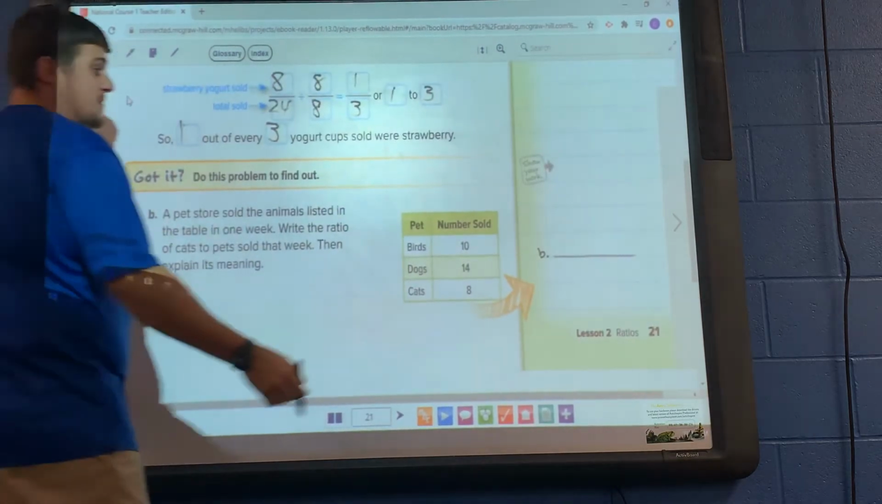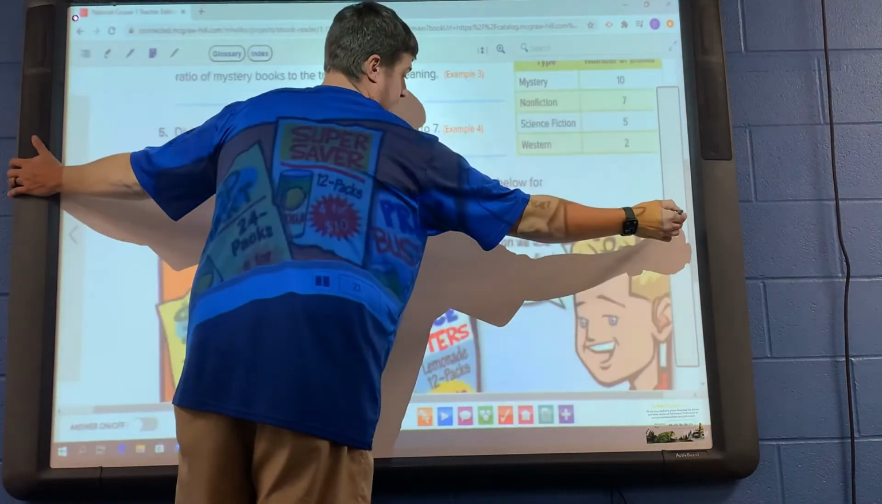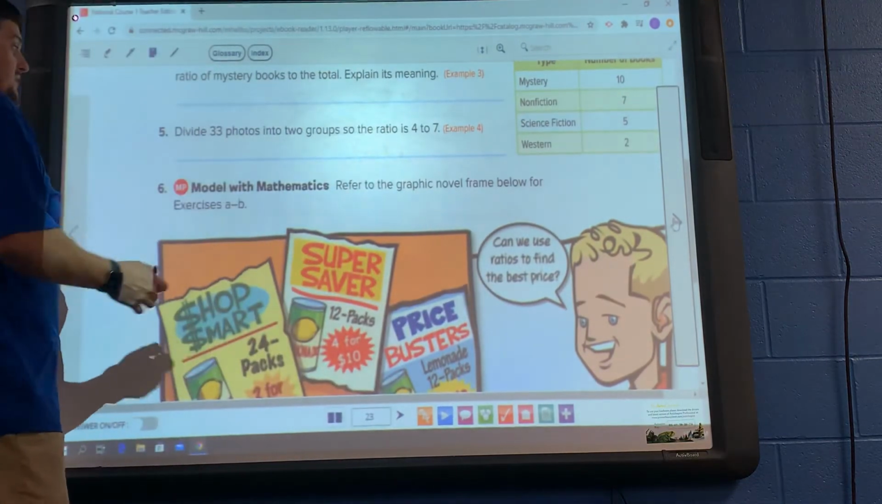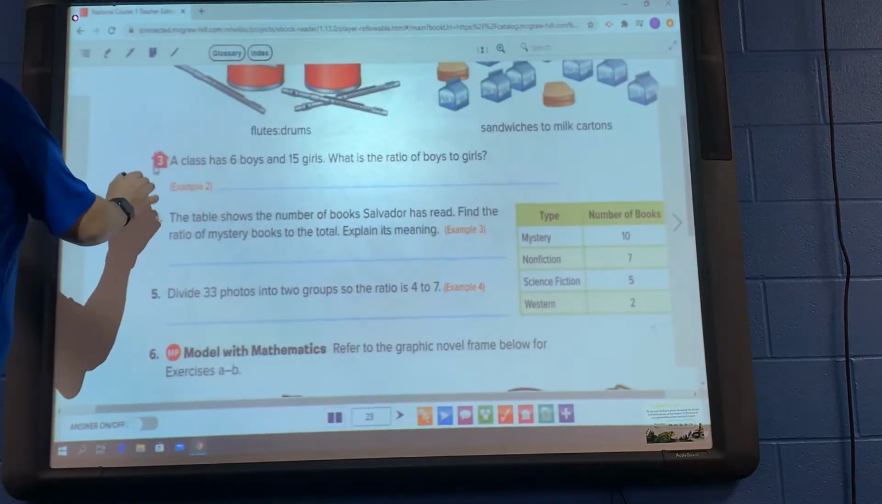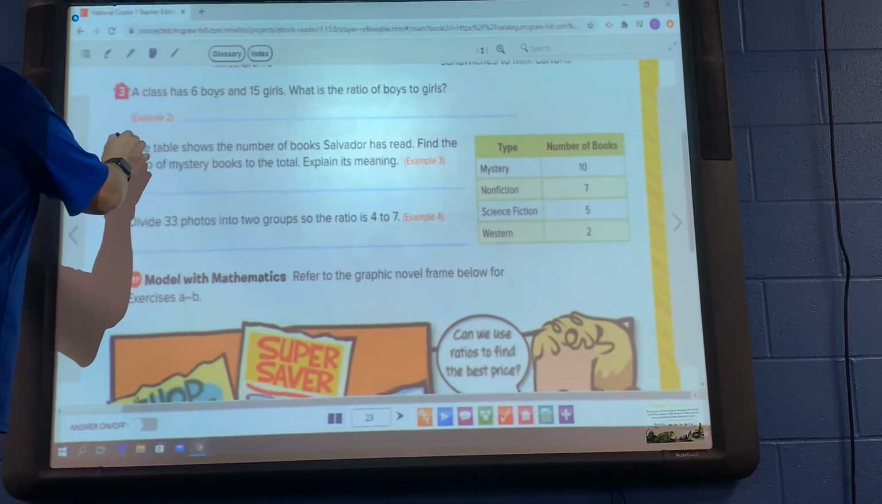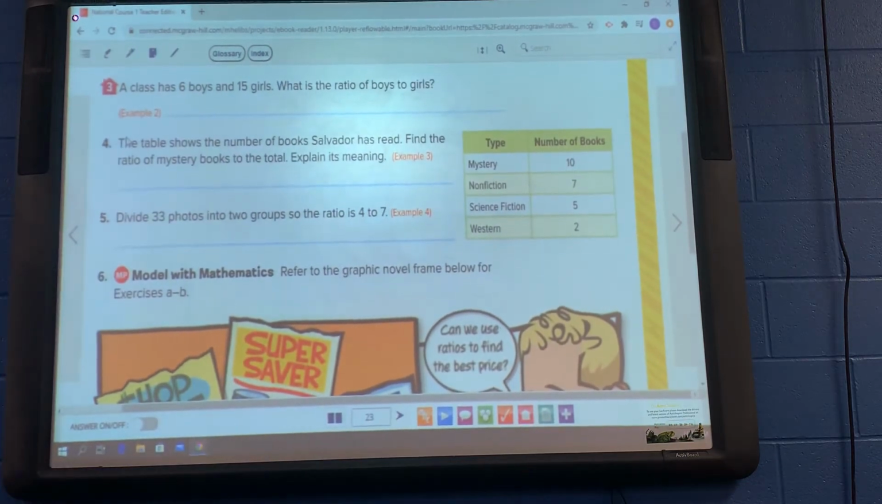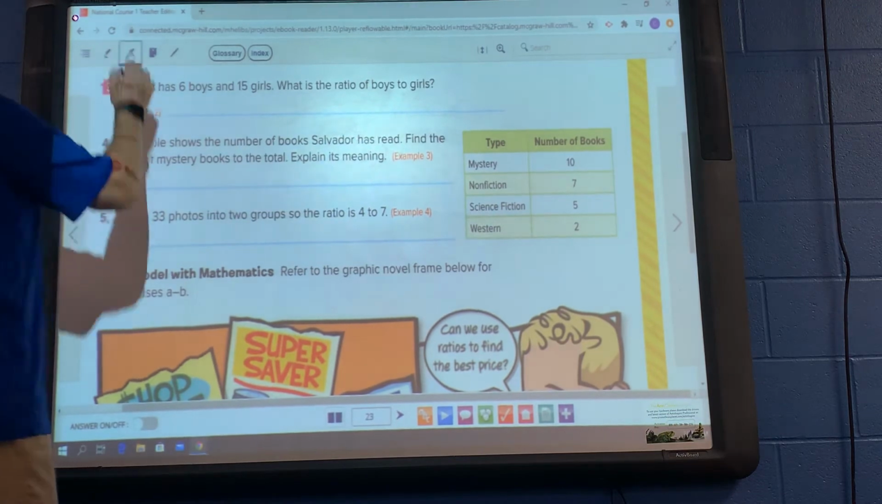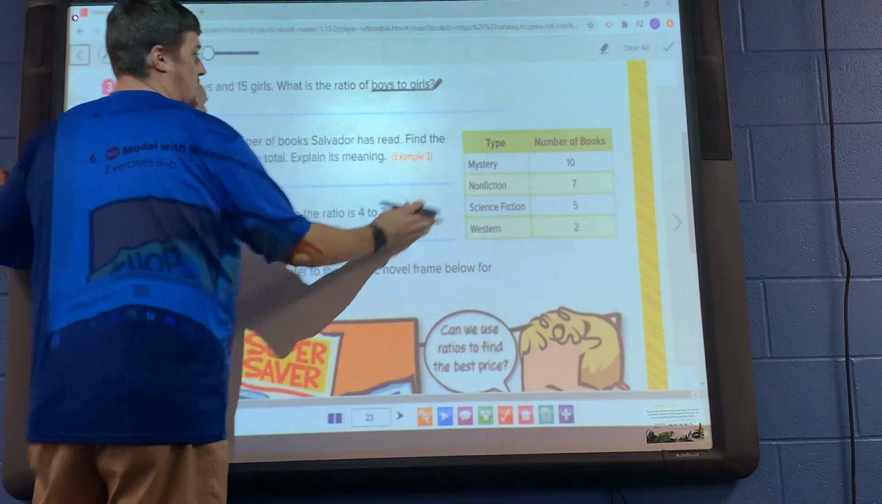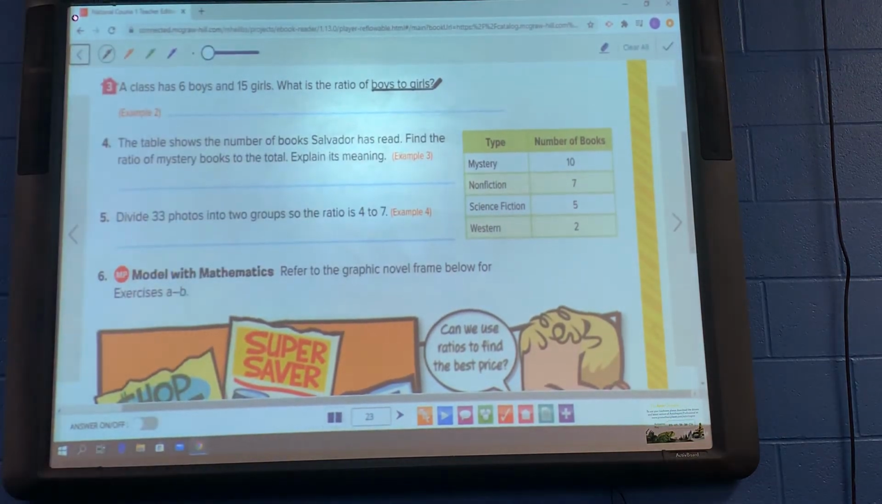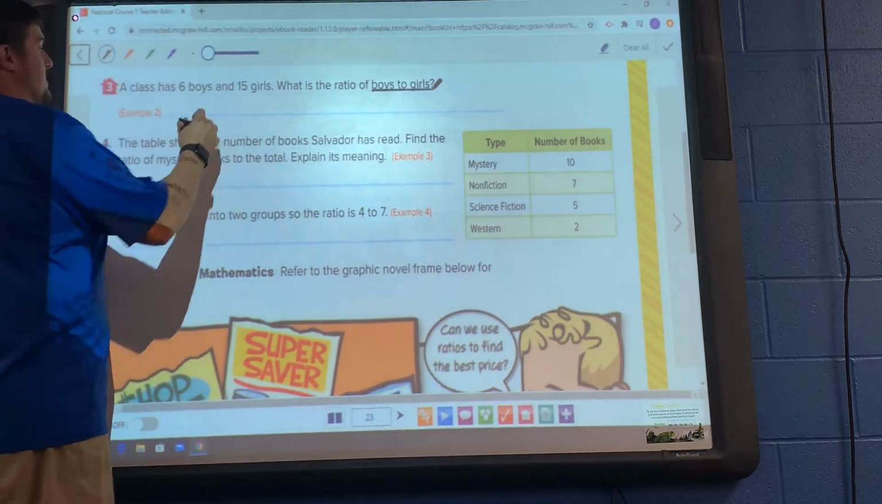We're going to skip letter B for now. We're going to go back to page 11, or 23, sorry. I don't know where I got 11. So, number 3 here. It says, a class has 6 boys and 15 girls. What is the ratio of boys to girls? And this needs to be simplified. Ratios are always simplified.